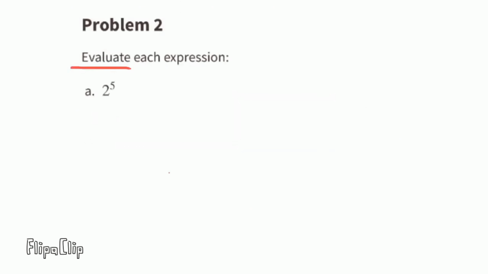Problem number 2. Evaluate each expression. A. 2 to the 5th power. That's the same as 2 times 2 times 2 times 2 times 2, and that equals 32. B. 3 to the power of 3. That would be expressed as 3 times 3 times 3, which is equal to 27. C. 4 to the 3rd power. That's 4 times 4 times 4, which is equivalent to 64.